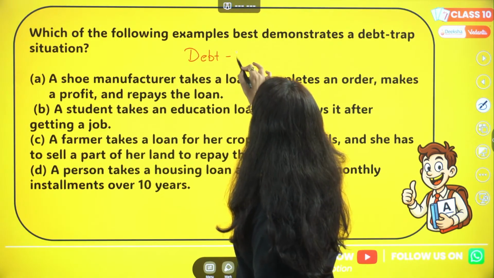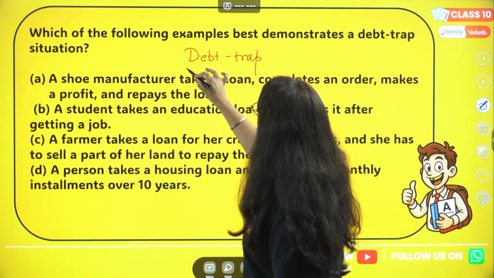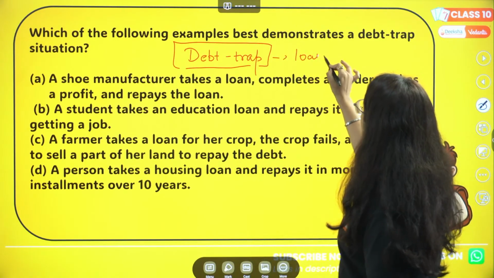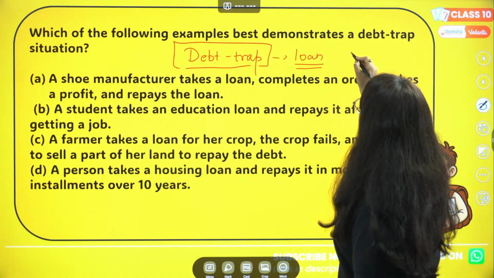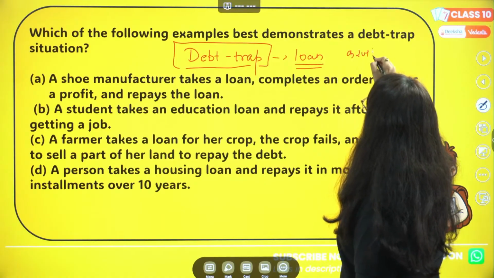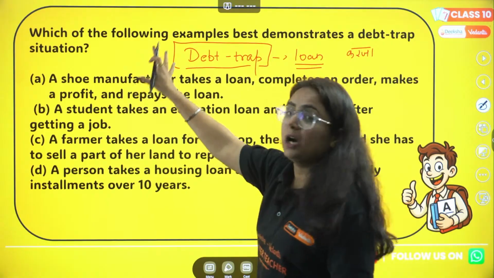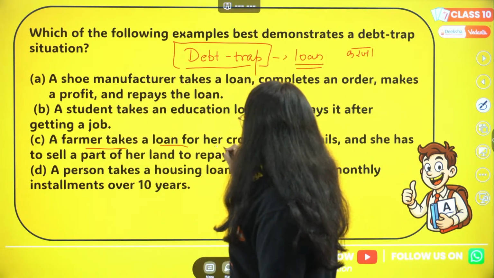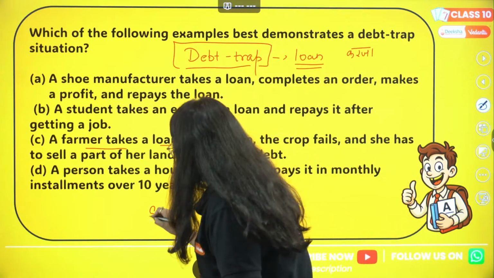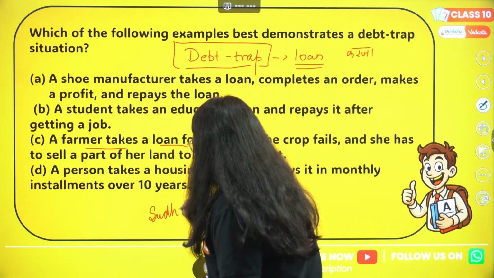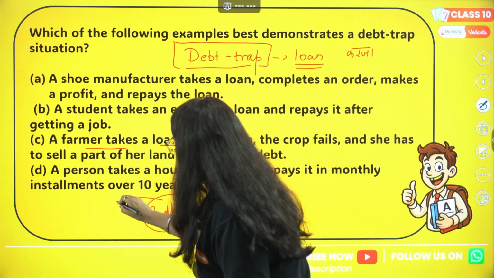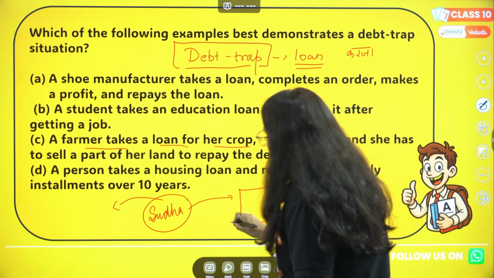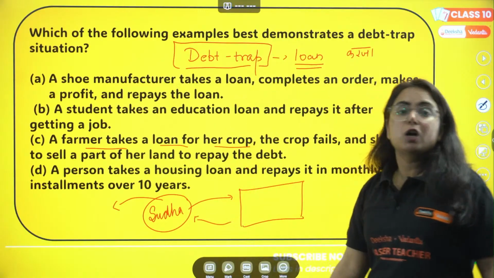So what is debt? Whenever you take credit or a loan from some person, that is known as karja in Hindi and debt in English. But what happens now? A farmer takes a loan for her crop. Here is a farmer, Sudha. She takes a loan from a money lender, saying I'll grow the crops in my land and will pay you back when I get the crops harvested.